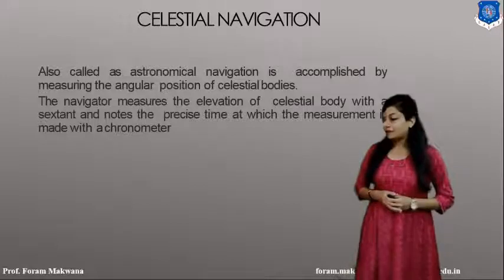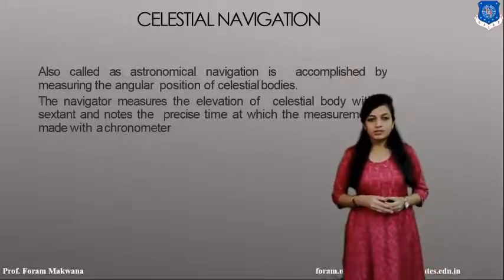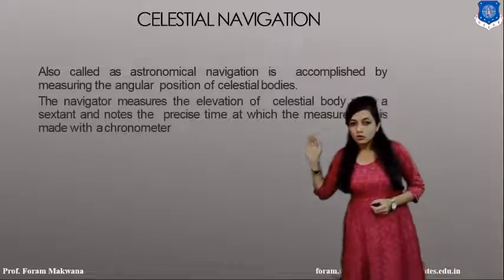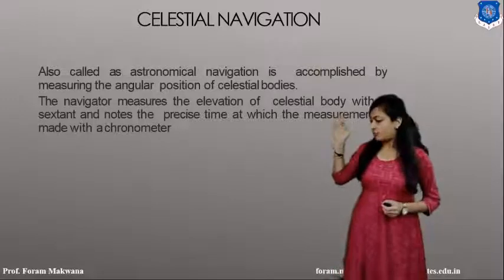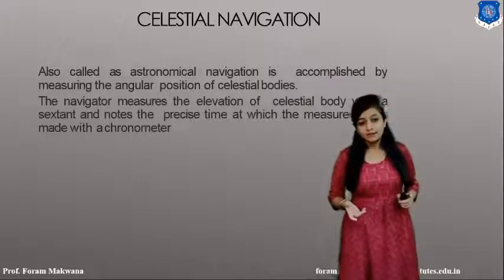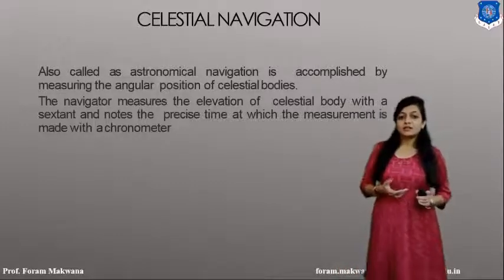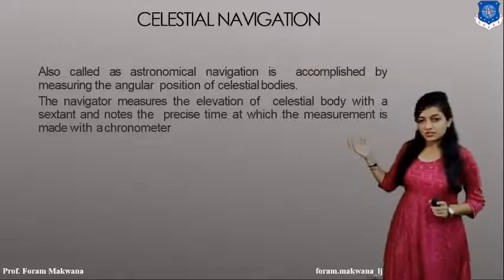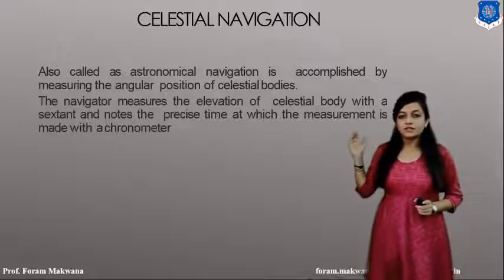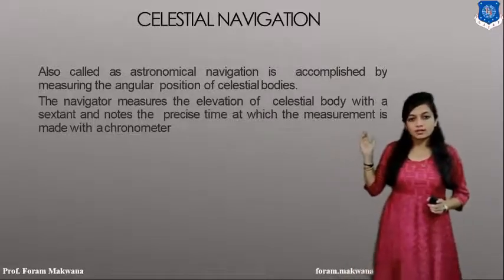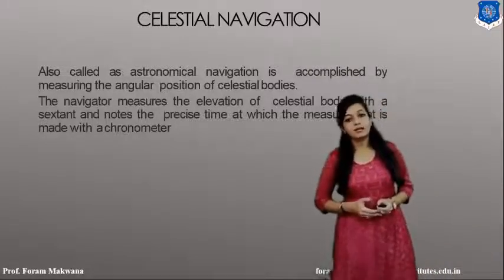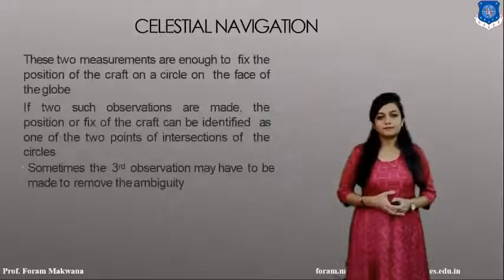So we have done with the help of pilotage. Now the second method is celestial navigation. It is also known as astronomical navigation, which is accomplished by measuring the angular position of celestial bodies. The navigator measures the elevation of a celestial body with different devices like the sextant at the precise time at which the measurement is made. Alright, so we are able to direct the aircraft.